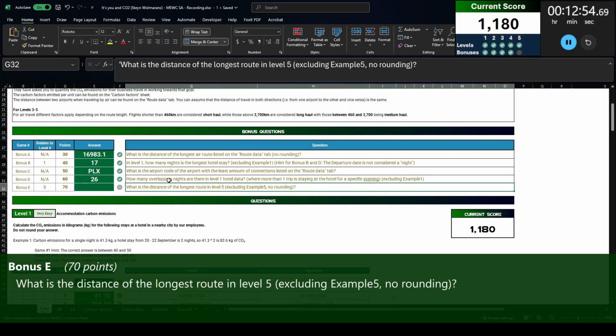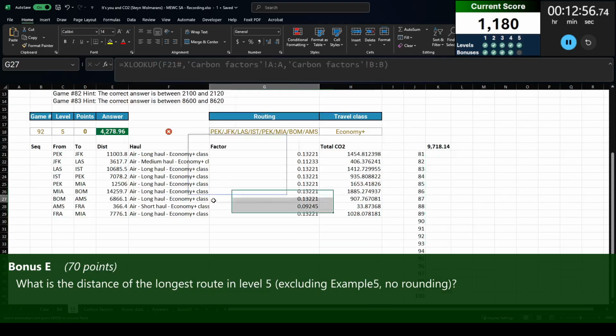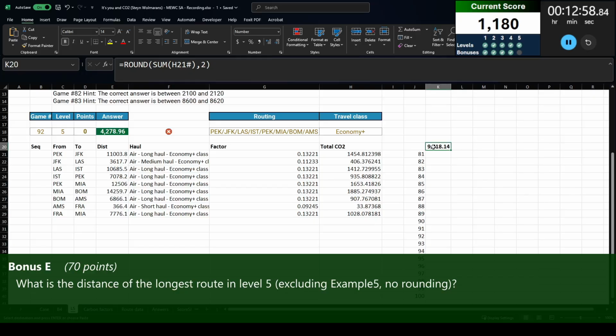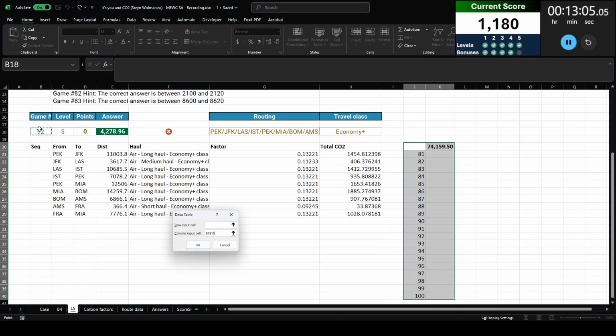And finally, bonus E, what is the distance of the longest route in level 5? Now, fortunately, my model in level 5, I did it step by step. All the steps were showing, including the distances for each flight. So it was very easy. I just changed my formula in the data table from the total CO2 emissions to the total distance, add them up together, and then run through that data table again, find that total distance, and that will give me the answer to this bonus.